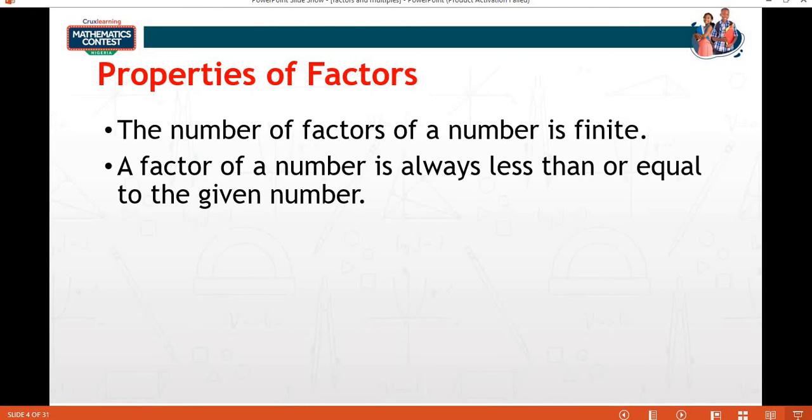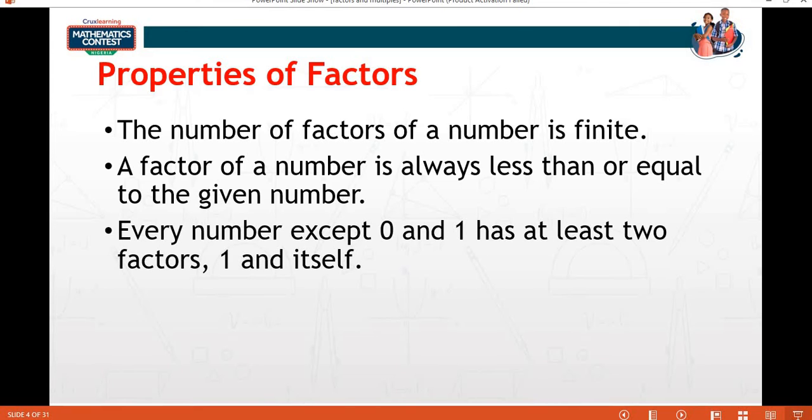It is either less or equal. It can't be greater than. A factor of any given number is always less than or equal to the given number. Note that. Then, every number except for 0 and 1 has at least two factors, 1 and itself. Except for 0 and 1, every number has at least two factors, 1 and itself.